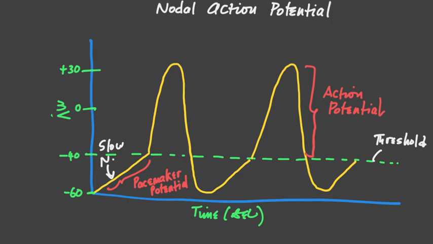So let's review this. The pacemaker potential is caused by slow sodium inflow, depolarization by fast calcium inflow, and repolarization by fast potassium outflow. Together we have an action potential.